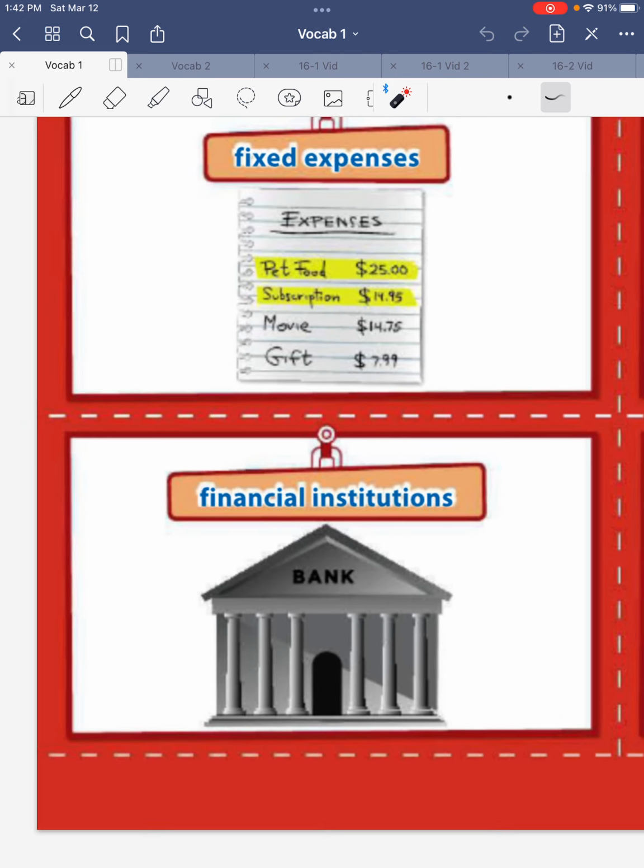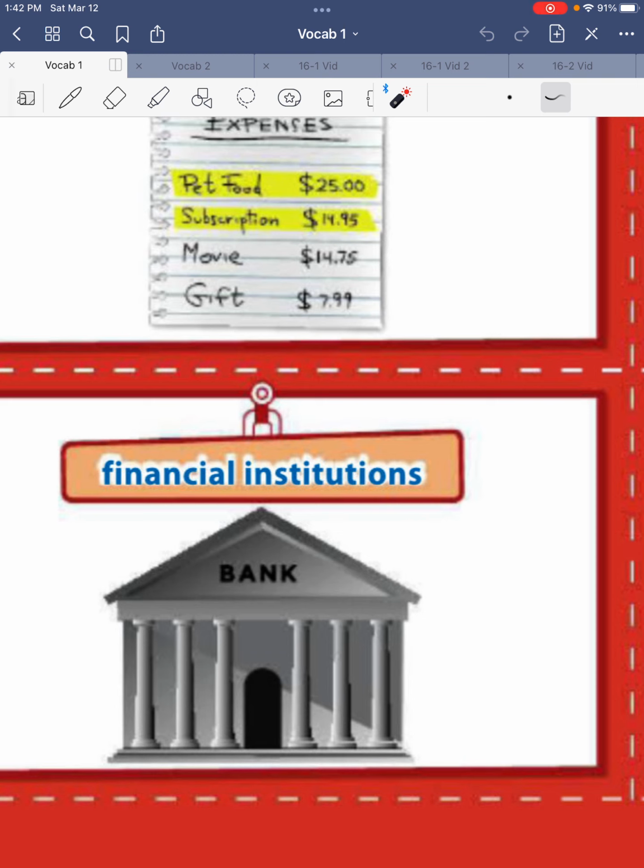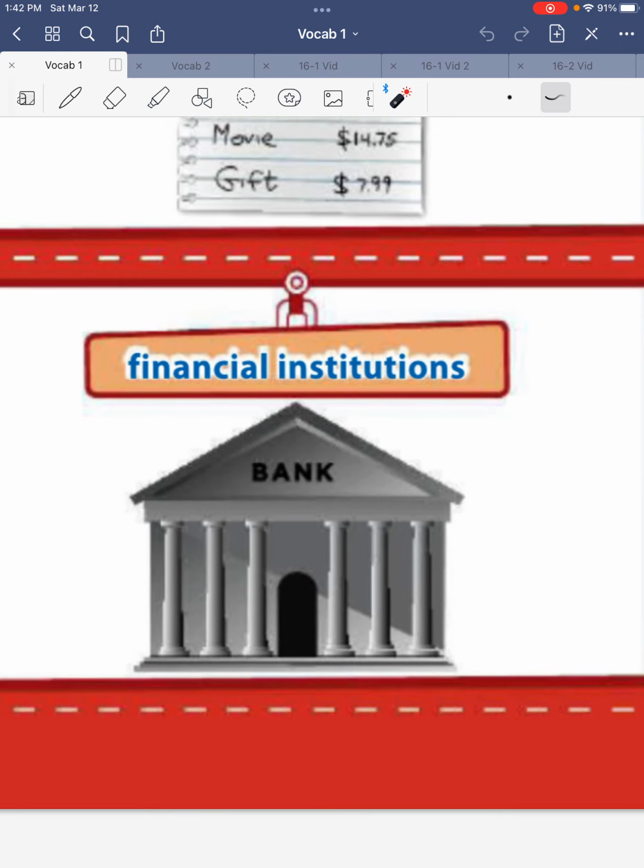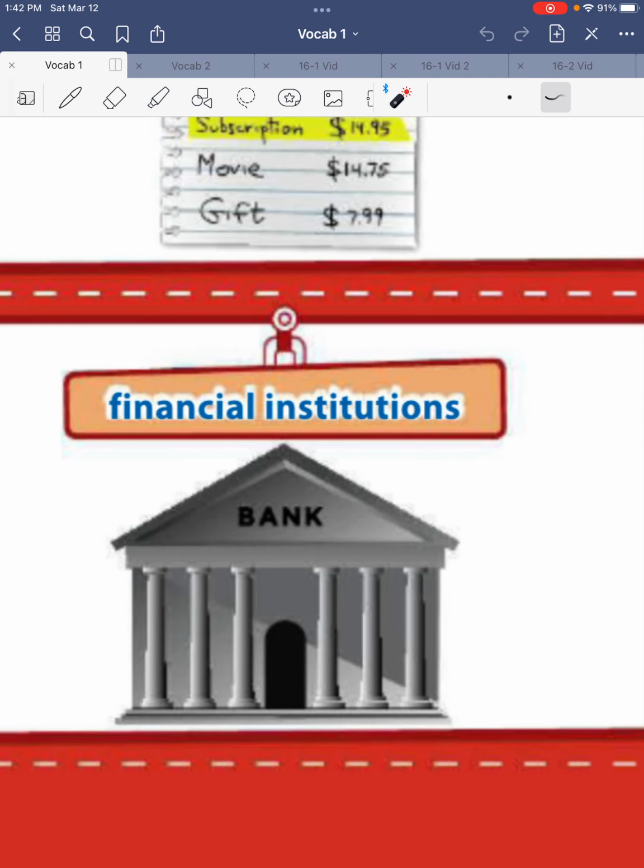Next one we have is financial institution. A financial institution is a bank. So your parents, they put all their money in a bank. Because your parents make a lot of money in order to support you guys, and they cannot just leave all of their money at home because somebody can easily steal it or they can lose it or something can happen to it.